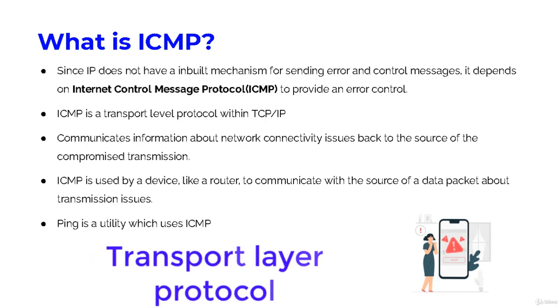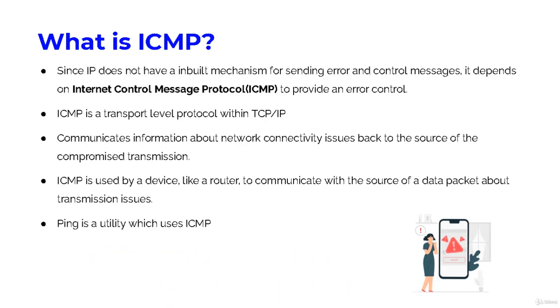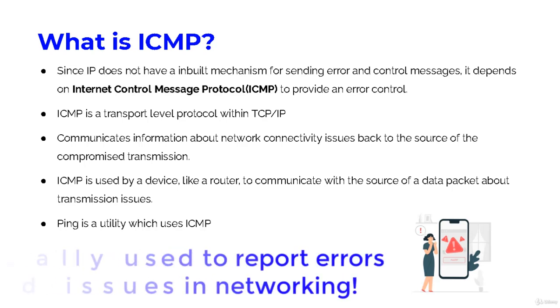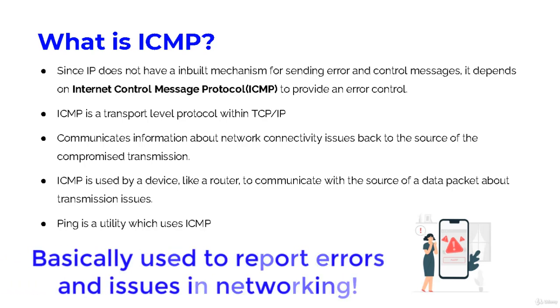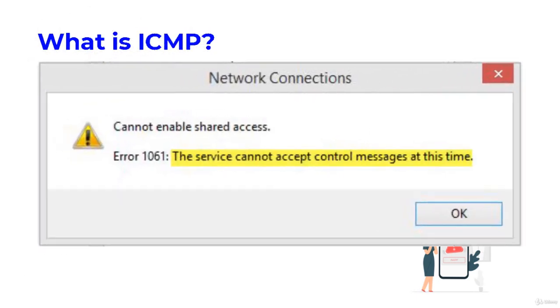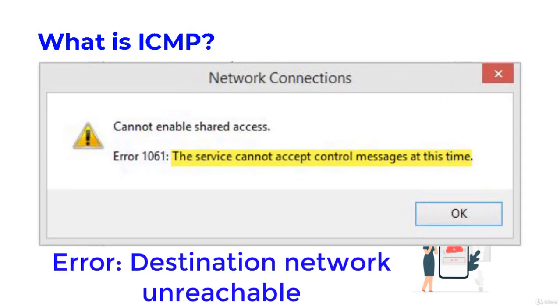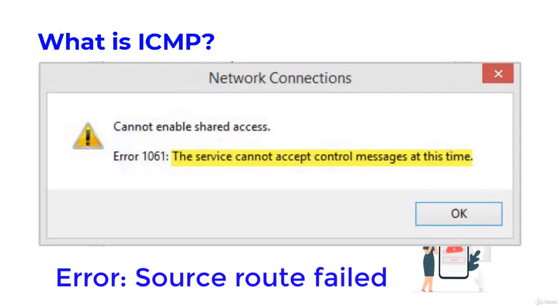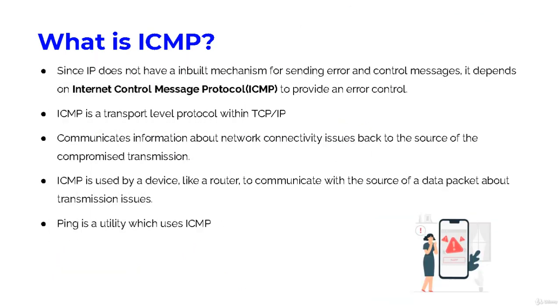ICMP is a network layer protocol within the TCP/IP model which communicates information about network connectivity issues back to the source of the compromised transmission. It sends control messages such as destination network unreachable, source route failed, and source quench. It uses a data packet structure with an 8-byte header and variable size data section.